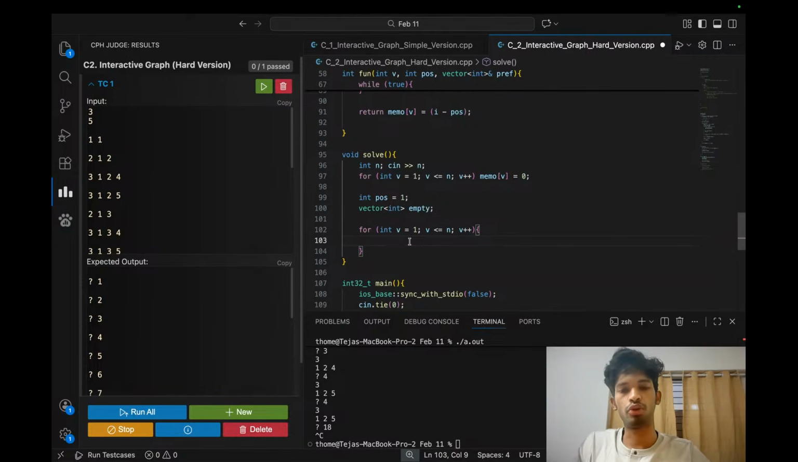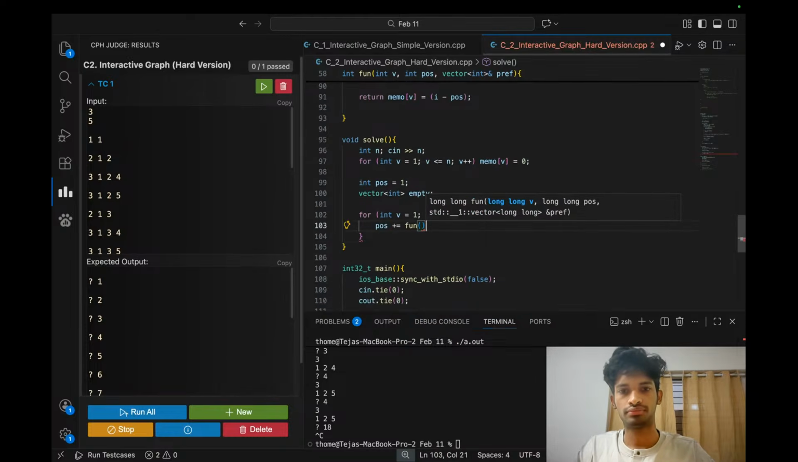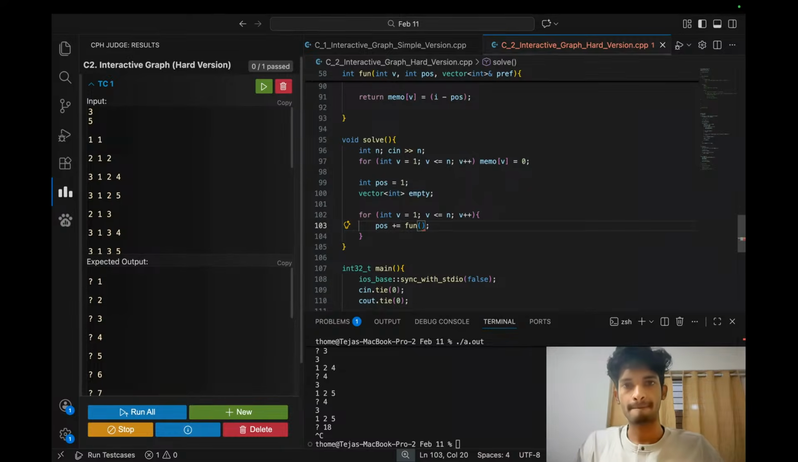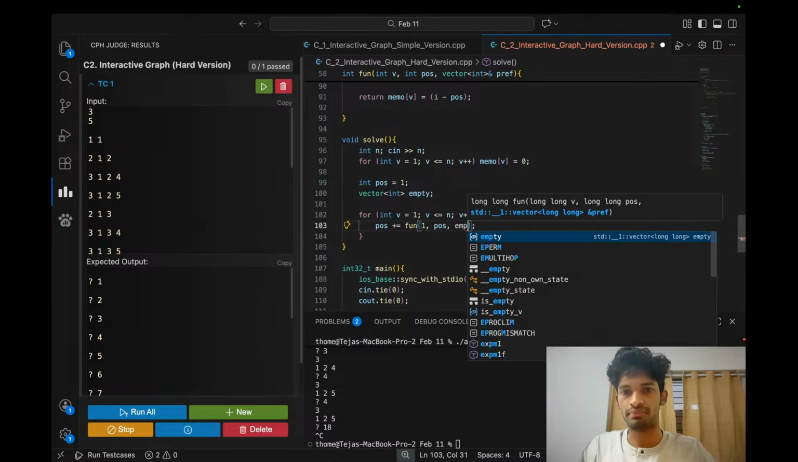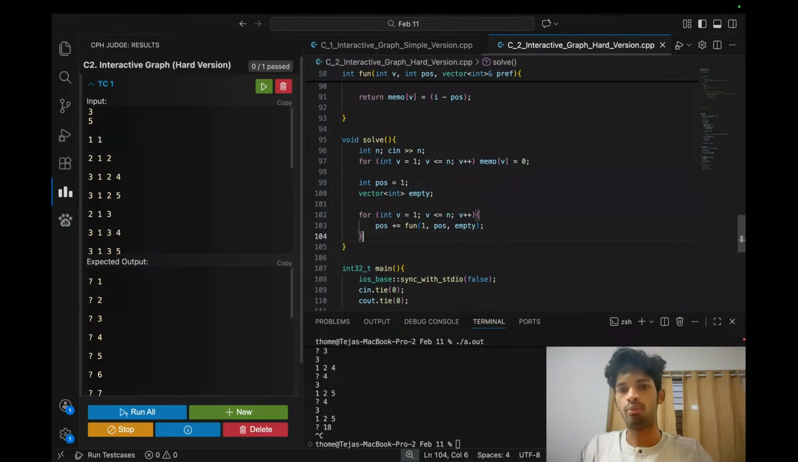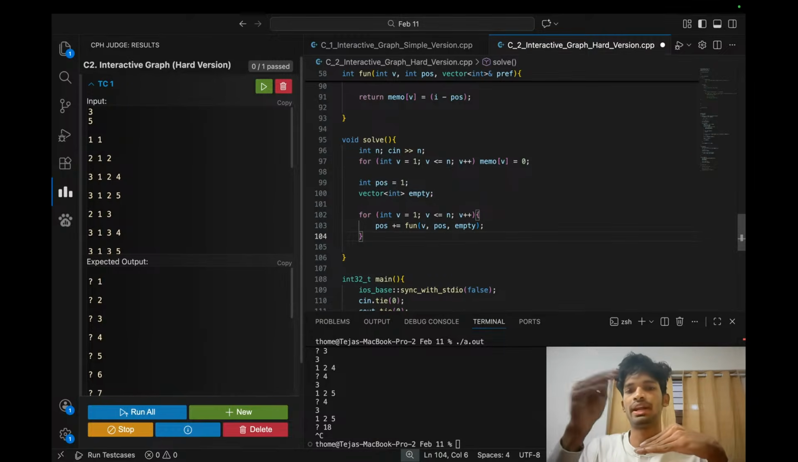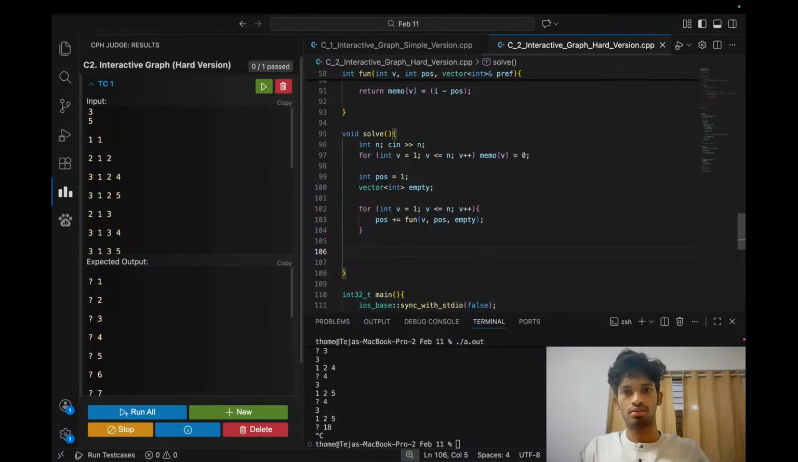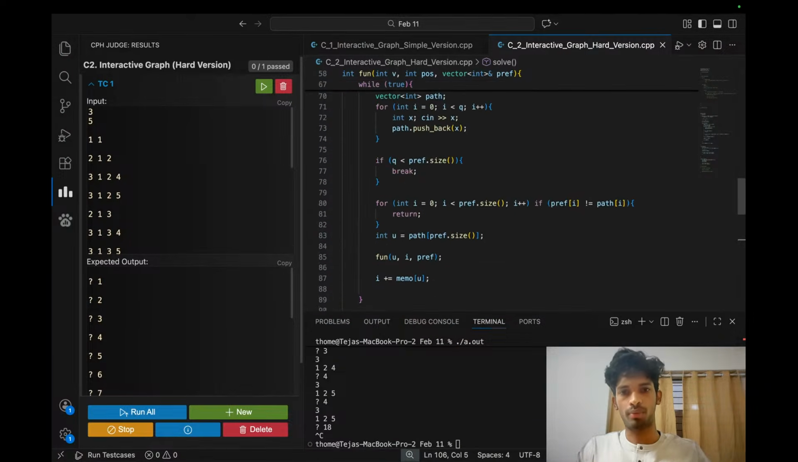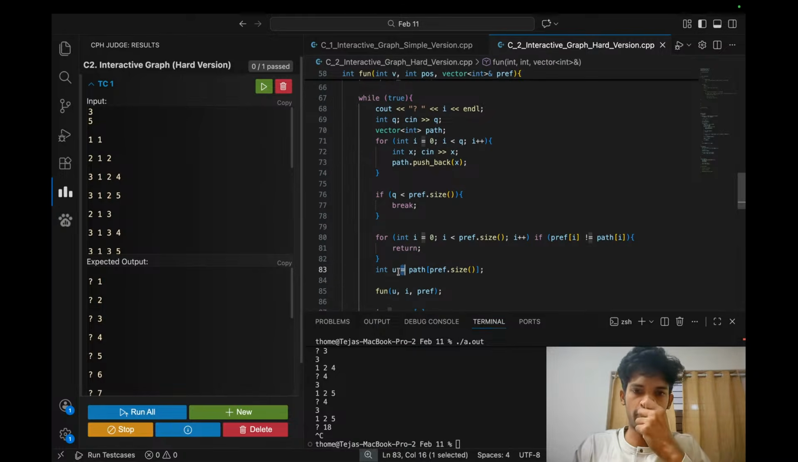So what do? Pos plus equals to fun of 1 comma pos comma pref empty. That's it. And then what will happen? We'll have v equals to 2. You might have already passed them, so it's again empty, and then it's done. So now the problem is done. And now where have you discovered an edge? You have discovered an edge when you form this u.